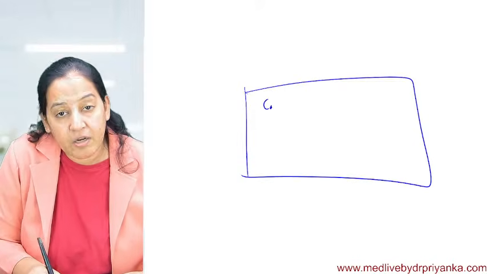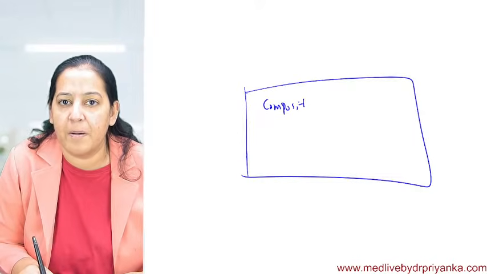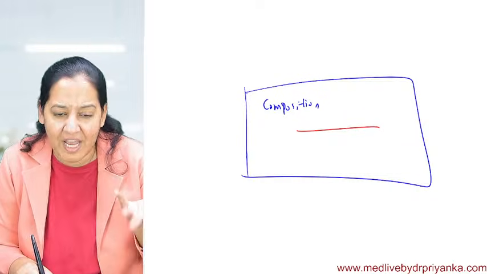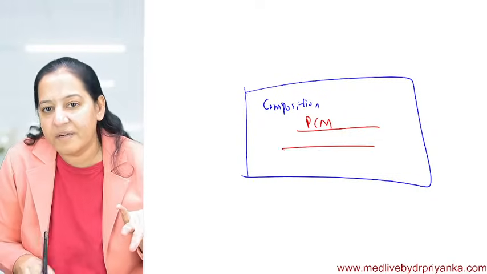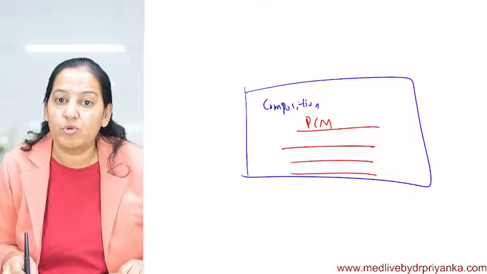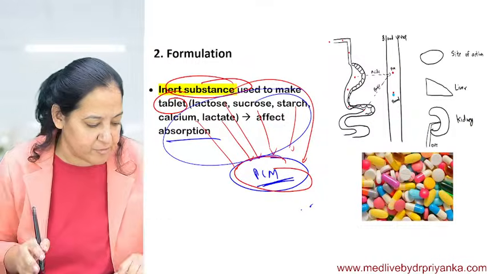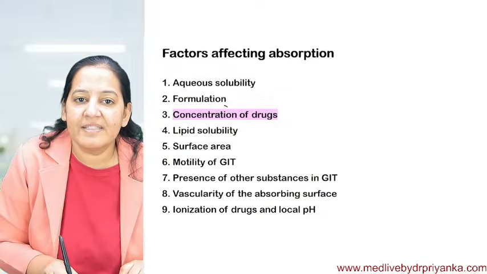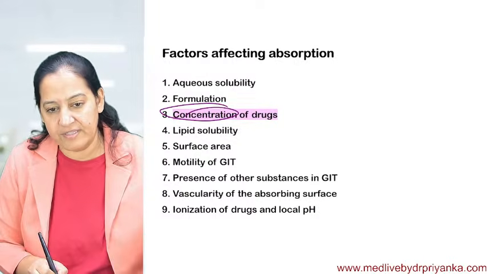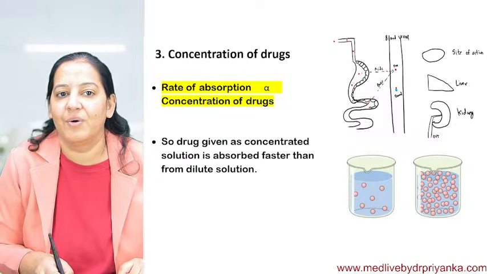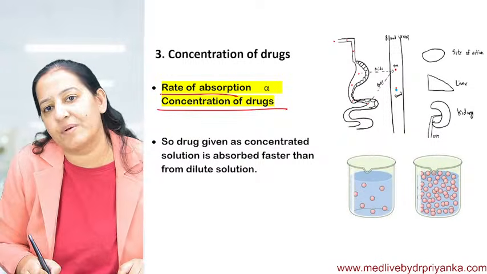If you see the ingredients of any tablet you purchase from the market, the composition is written on it. Of course it contains the active ingredient, for example paracetamol, but it contains something extra also to package it. Those inert substances will affect the rate of absorption. That is the second thing. The third thing is the concentration of the drug. So first is aqueous solubility, second is formulation, third is concentration of the drug. Rate of absorption is directly proportional to concentration of the drug.